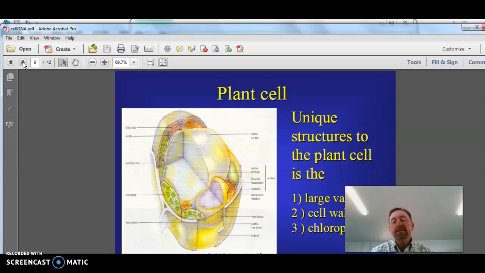The plant cell, some of the big differences. The large vacuole, obviously we don't have that in our animal cells. The cell wall is very rigid. That's what helps give it its structure. We also don't have that in our animal cell. And the chlorophyll. So when we start looking at animals, we are not going to work with photosynthesis. That is with plants and chloroplast, chlorophyll.